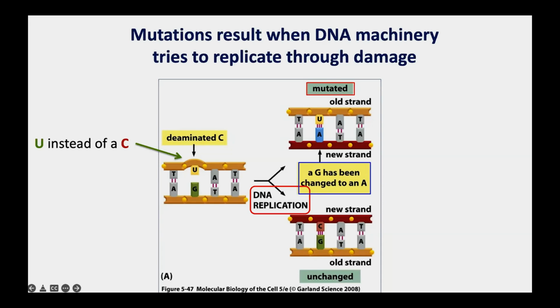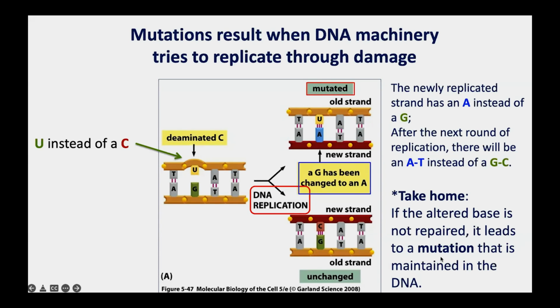So that is a big change to the sequence. The take-home message is that if there's an altered base and it's not repaired, it leads to a mutation that's maintained in the DNA. Now, normally this right here is a mismatch that would be repaired by a mismatch repair mechanism that specifically looks for this mismatch, typically looking for this little bulge that there's a mismatch, and repairs that.